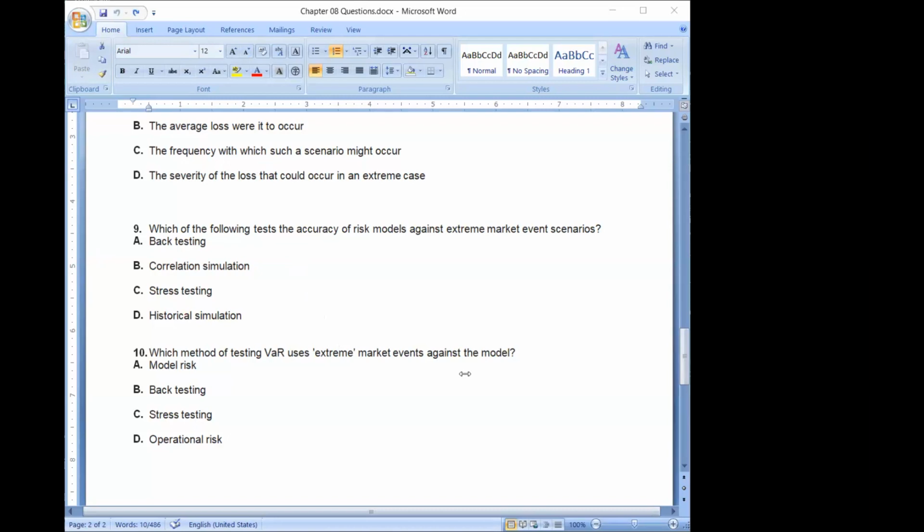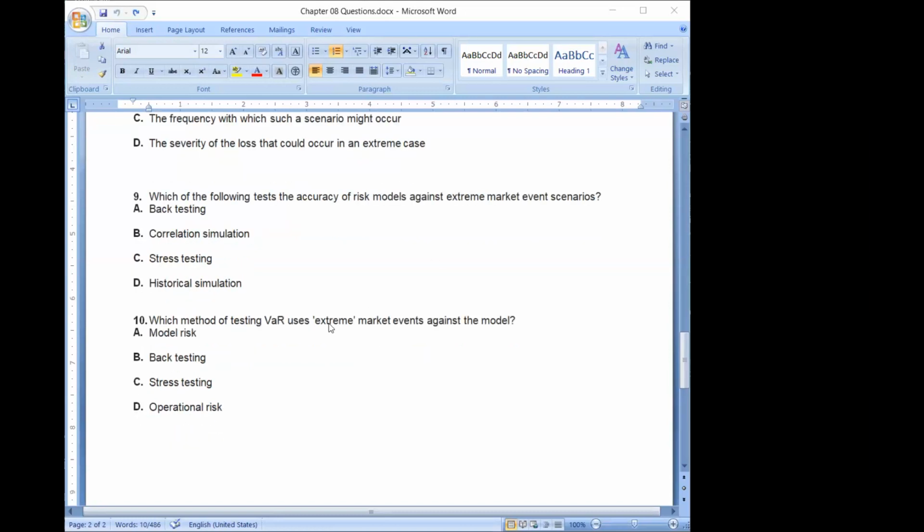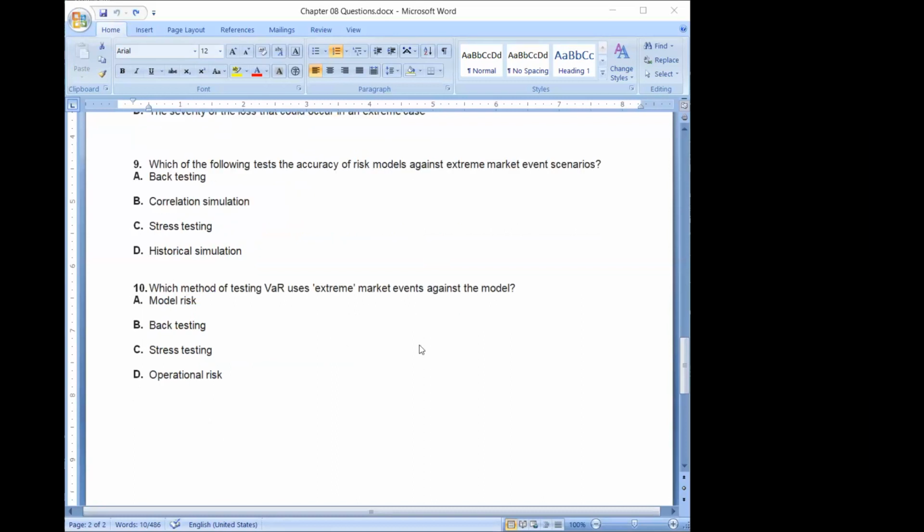Which of the following tests the accuracy of risk models against extreme market event scenarios? Back testing, correlation simulation, stress testing, historical simulation. Test the accuracy of risk models against extreme market event scenarios. Yes, all of you have answered correctly. The correct answer is stress testing. That's good. Let's go to the last question of this paper.